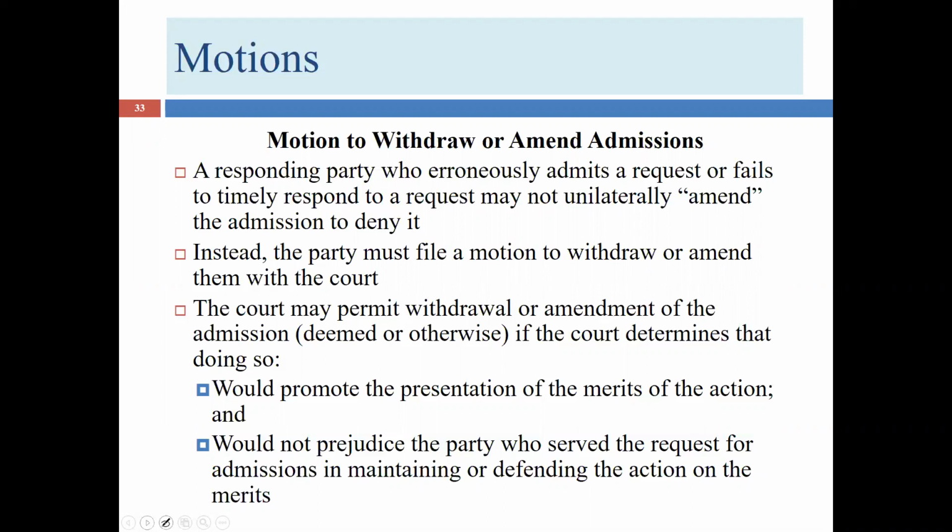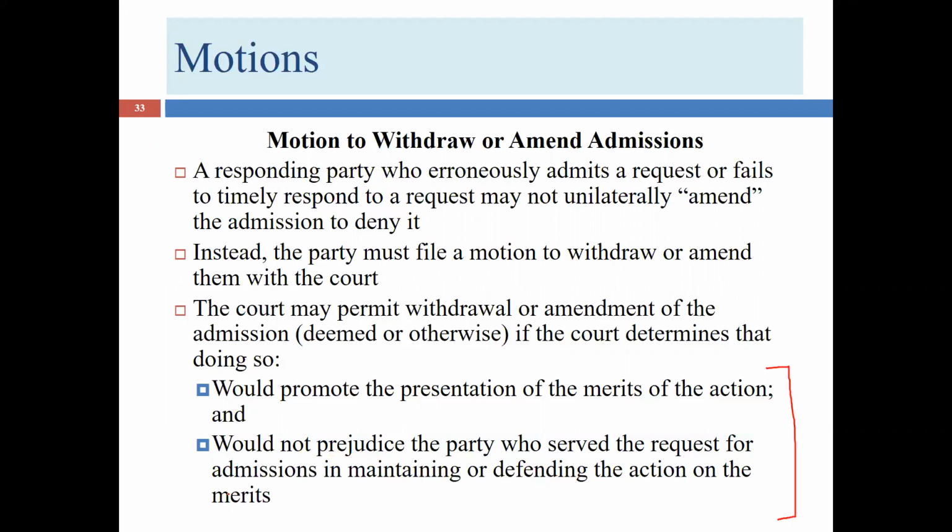The standard, we saw this in Rule 36, this is what the court is going to look to. Would permitting this action promote the presentation of the merits of the action? And this is not an "or" situation, the court has to find both of these are present. And would this amendment not prejudice the party who served the request for admission in maintaining or defending the action on the merits?